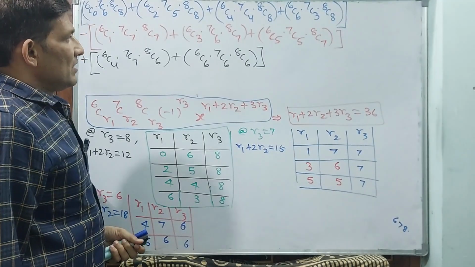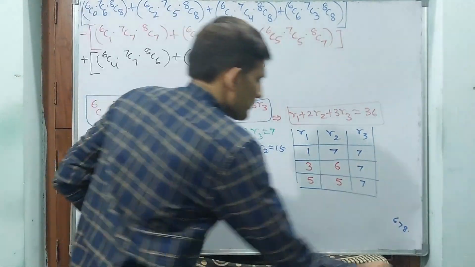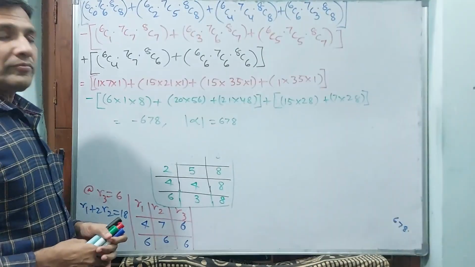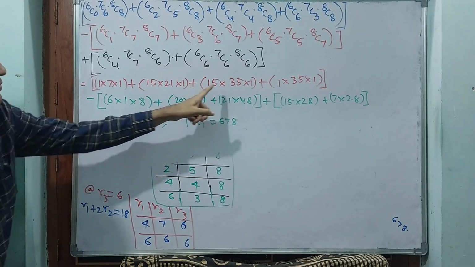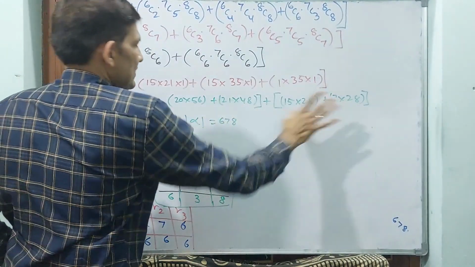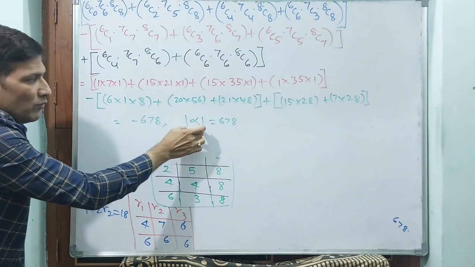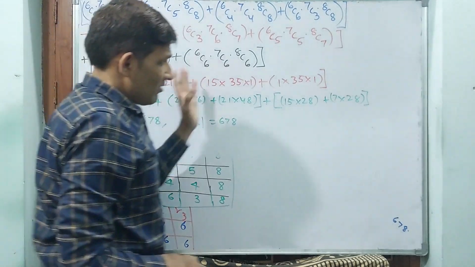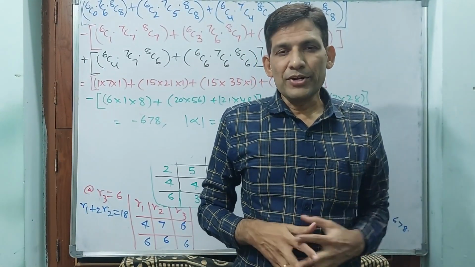I don't want to waste the time. I will do it and edit this video. These values will come like this: 7, 15 into 21, 15 into 35, 35, 48. Like this will come. Finally, if you calculate, minus 678 is going to come. If you apply the modulus, plus 678, 678 should come as the answer. I have not done it because this is clerical work. Now we will stop this class. We will continue in the next class. Thank you very much.